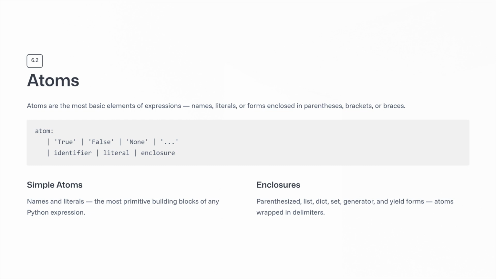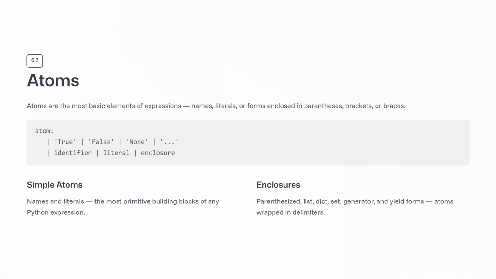Section 6.2, Atoms. The smallest, most indivisible pieces of an expression. The grammar block shows everything that qualifies. Line 1, true, false, none, and the ellipsis, the 3 dots. Line 2, identifiers, which are your variable names, and literals, numbers, strings, bytes. Line 3, enclosures, which is anything wrapped in parens, brackets, or braces.